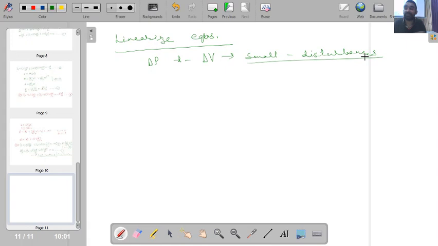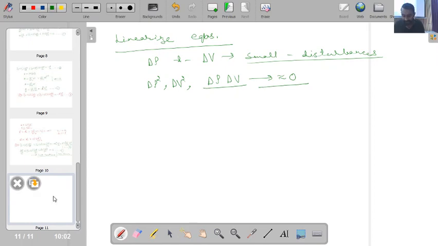These are very small disturbances. So if these disturbances are very small, then if I have delta rho square or delta V square or the product of delta rho into delta V, I can make it equal to 0. Ultimately, in order to linearize the equations, we are considering that we will not be studying the phenomenon for large disturbances. We will be studying the phenomenon for very small disturbances in the flow field, and because of the presence of small disturbances, these quantities will be 0.